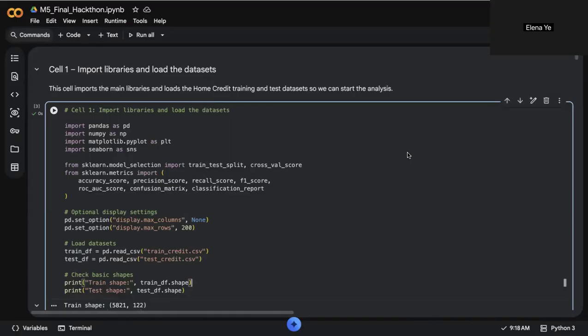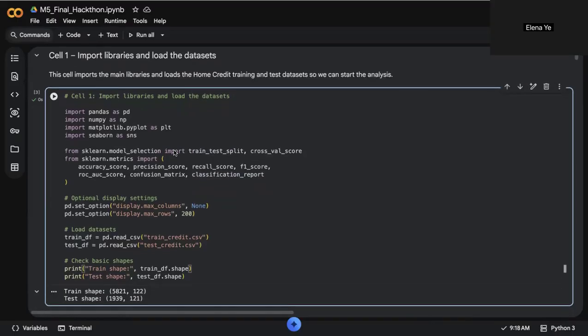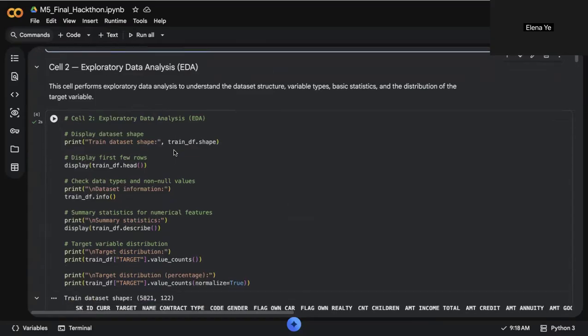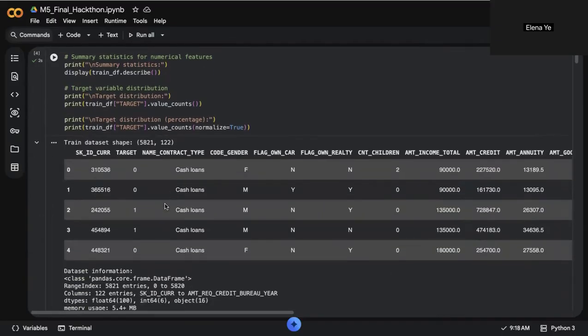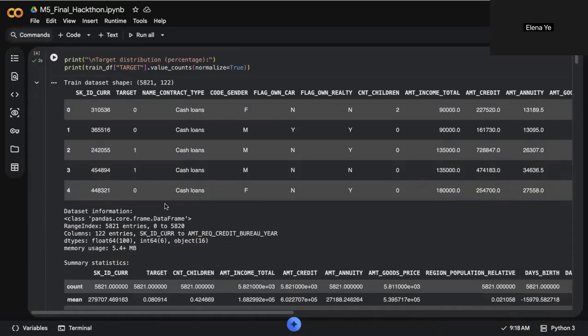Hello. So I'm gonna walk through my code for the M5 Final Hackathon. In cell one, I just imported the libraries and loaded the datasets. And in cell two, I start with the exploratory data analysis to understand the dataset structure. And here we can see the data types, variable types, and summary statistics.